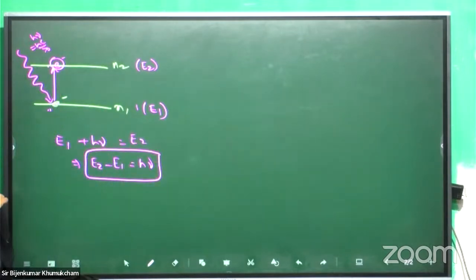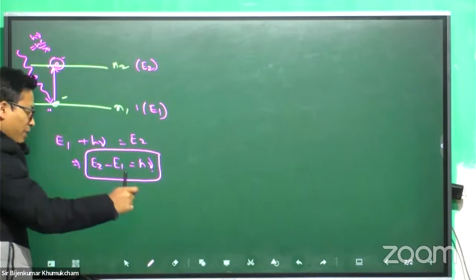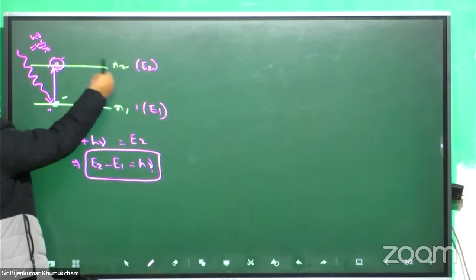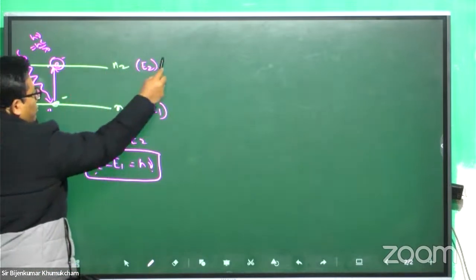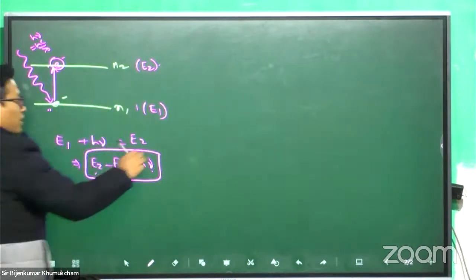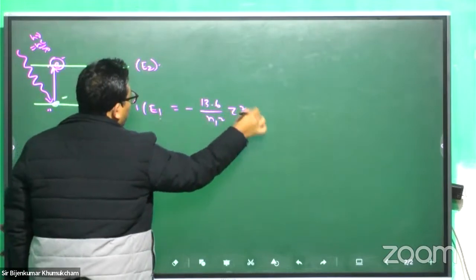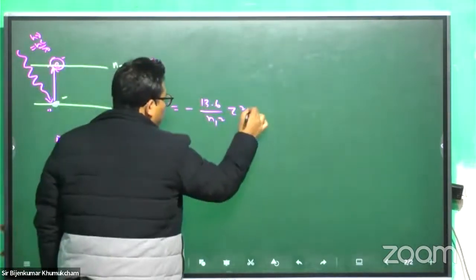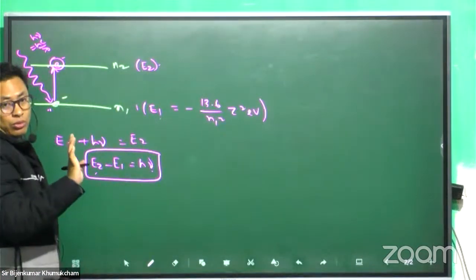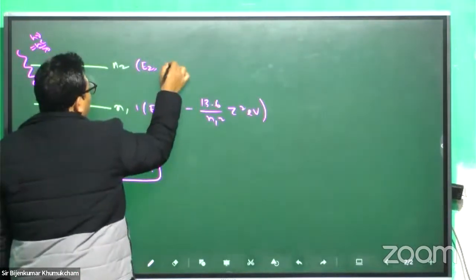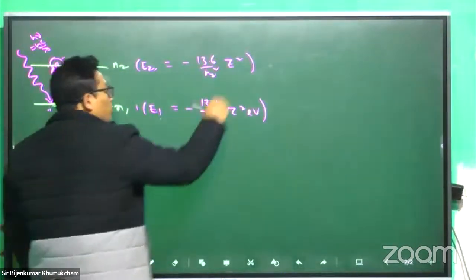In a question they will ask you to find the frequency or the wavelength required for an electron to jump from state number 1 to state number 2. For that we use the energy expression. E1 equals minus 13.6 divided by n1 square, times z square, in terms of electron volt. This is a very simple relation, you should try to remember. E2 equals minus 13.6 by n2 square times z square electron volt.